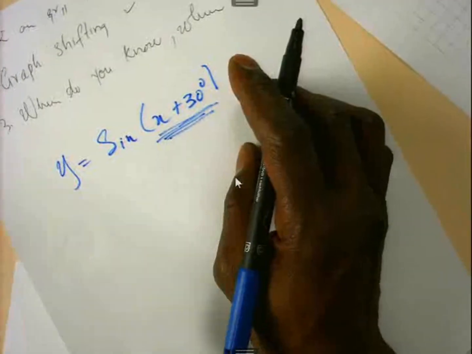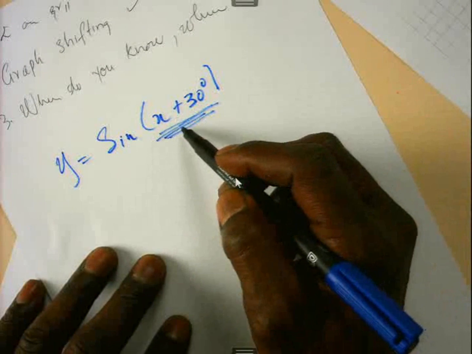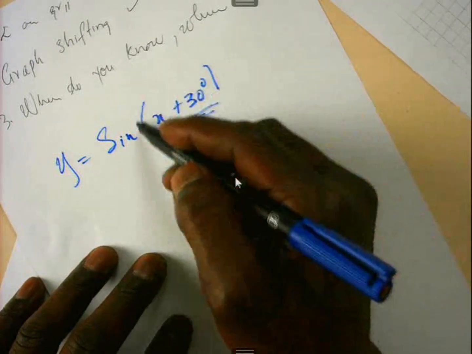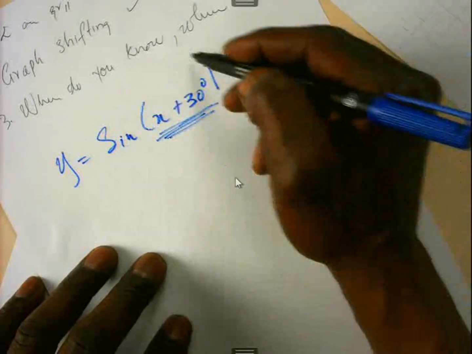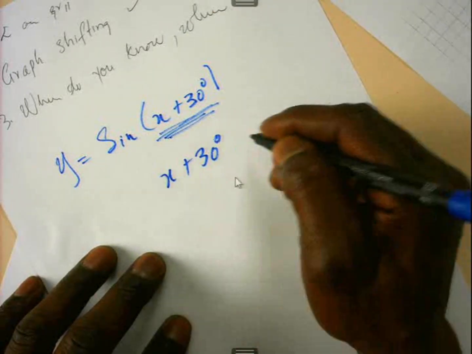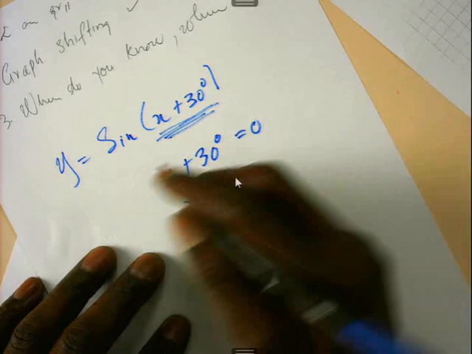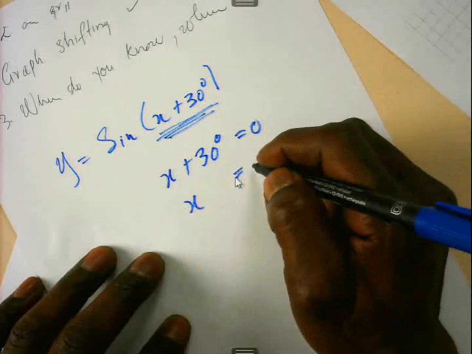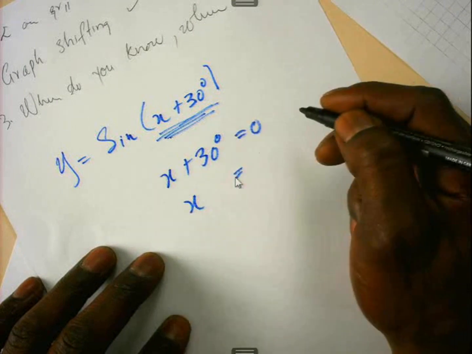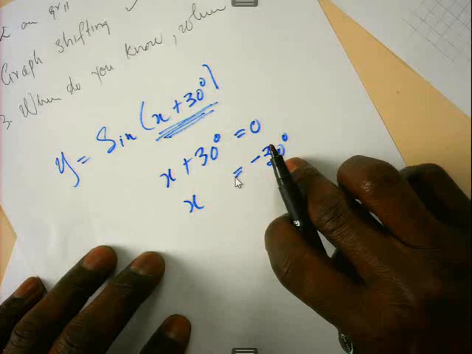Now we draw y equals sine of x plus 30. We ask ourselves a question: when will this bracket be 0? So when will x plus 30 degrees be equal to 0? When we subtract 30 on both sides, we'll end up having the right hand side as x equals minus 30.